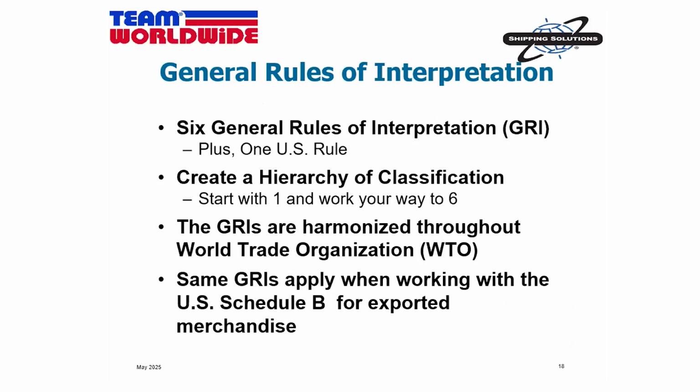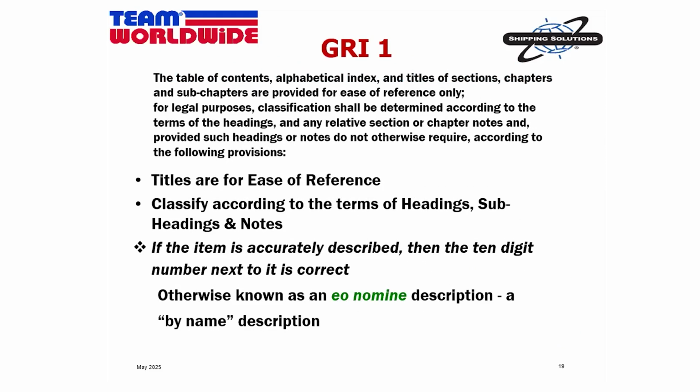The 6 general rules of interpretation, as I mentioned, set the hierarchy for classification. They are the same for the Harmonized Tariff as the Harmonized Schedule B. So as we go through these, they apply to both. You can find the full text of the Harmonized General Rules of Interpretation in the U.S. Harmonized Tariff, the General Notes section.